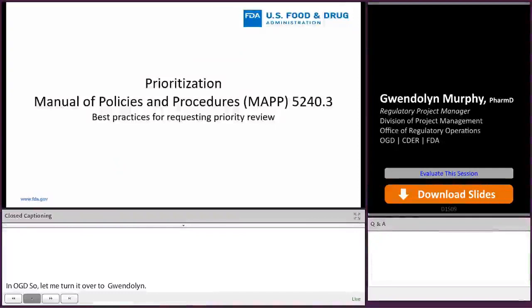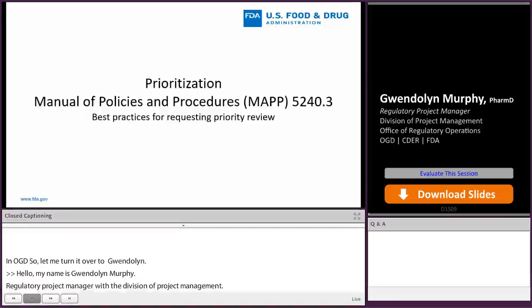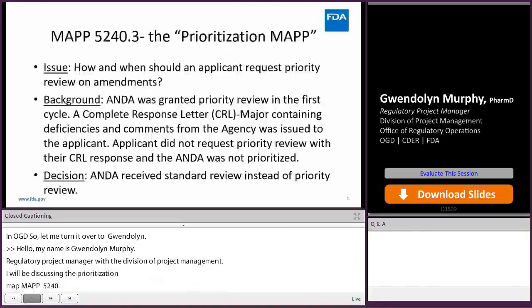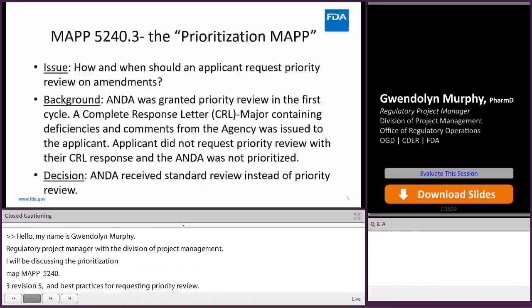I'll be discussing the Prioritization Map 5240.3 Revision 5 and some best practices for requesting priority review. Our first case study will focus on how and when an applicant should request priority review on an amendment.